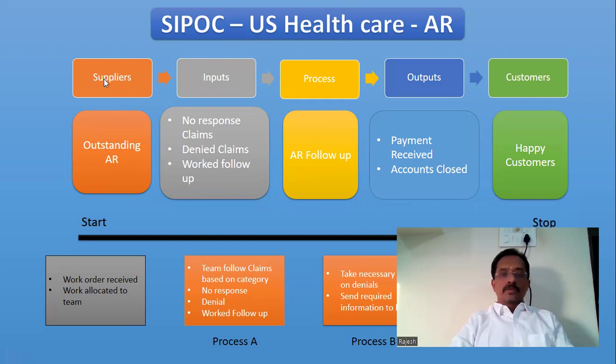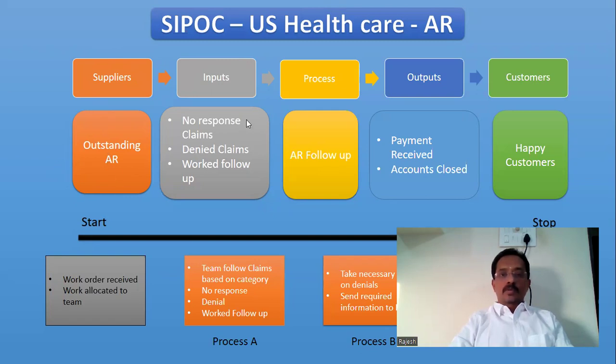For example, you should understand who your supplier is, what your input is, what your process is, what your output is, and who your customer is. That is called SIPOC. In the AR, what is your supplier? Your outstanding AR is your supplier. That's a pain, because it is not getting paid, but it is an outstanding AR. And what is your input from that outstanding AR?